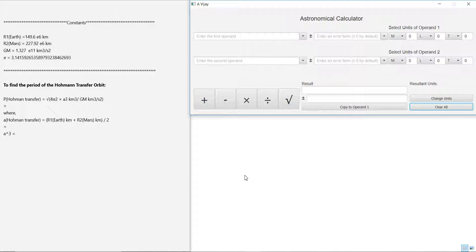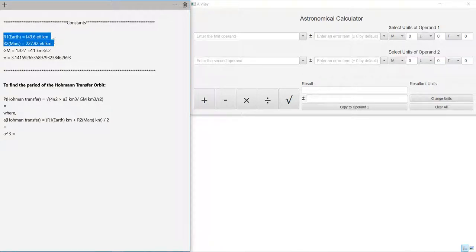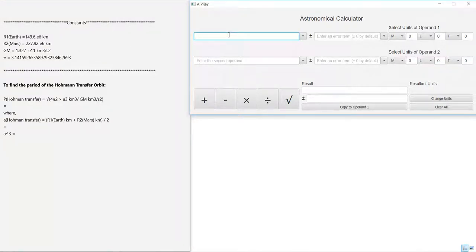To test all these elements, I've noted down the Hohmann calculation to find the period of the Hohmann transfer orbit, which is given by this equation. Now for this equation, we need the value of A, which is given by this equation, where we know the value of R1 and R2. So let's test it out.